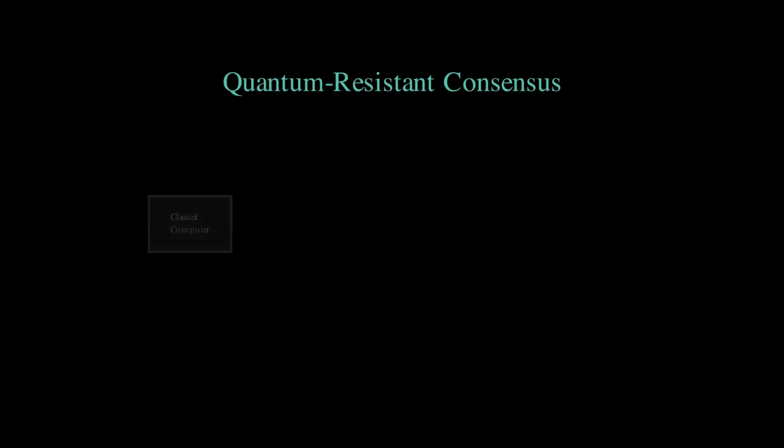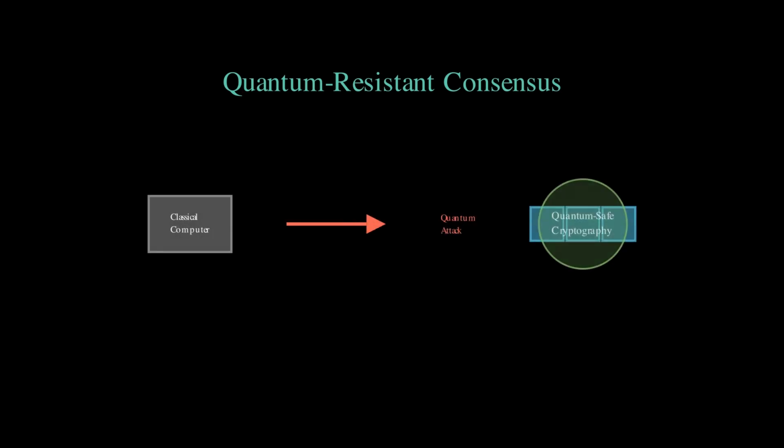Then there's the quantum computing threat. When quantum computers mature, and they will, they could potentially break the cryptographic foundations of current blockchains. Future consensus mechanisms need quantum resistant cryptography built in from day one.